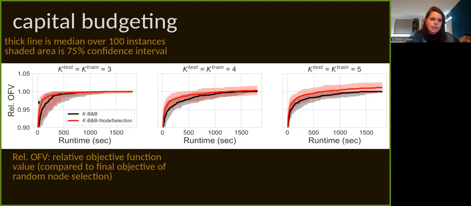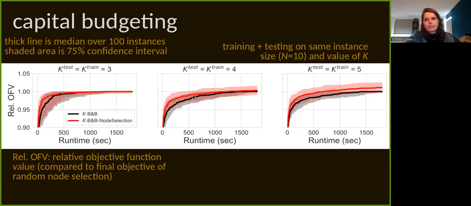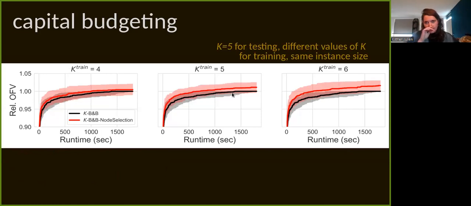And you can see that especially in the beginning with our approach, our node selection rule, the increase is a lot faster. And this is based on training and testing on the same instance size. So n is equal to 10 for this problem, and the value of k is also the same. We can train one model with different instance sizes and apply it to others. And I will talk about that later actually.